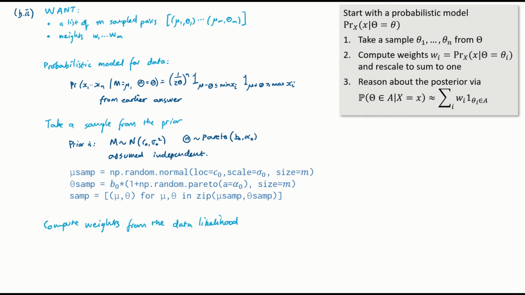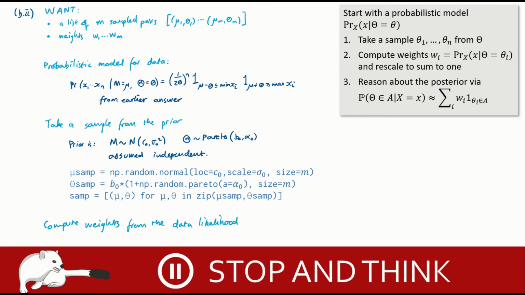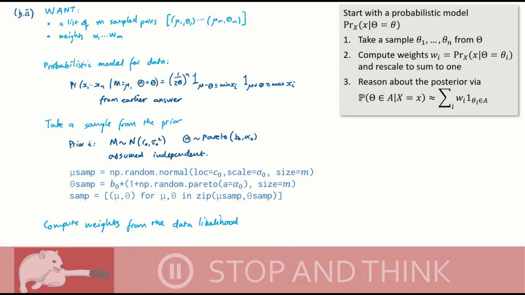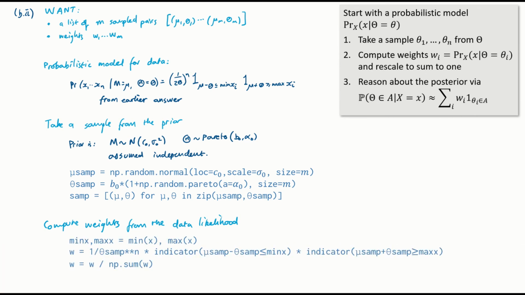Next, we've got to compute weights from the data likelihood. There's another point to stop and think. What code would you write to compute the weights? Here's some code. All we need to do is implement that likelihood function in code, and more concretely, we need to evaluate the likelihood of x1 up to xn given mu and theta. We need to evaluate it at every single one of our sampled points, mu, theta.